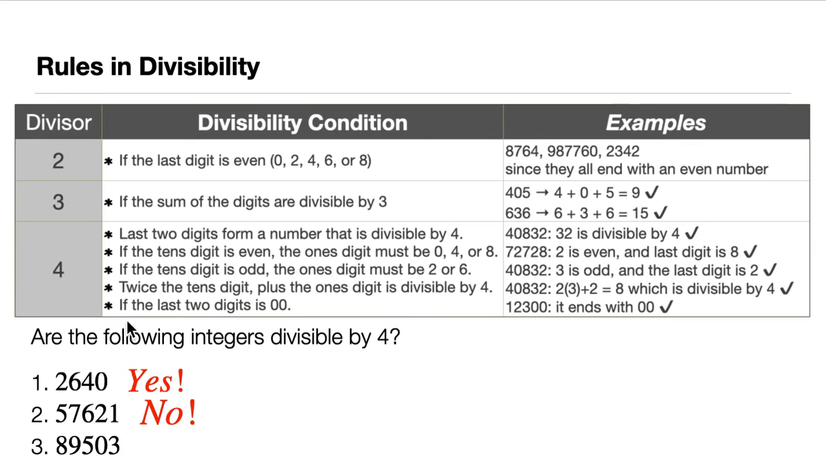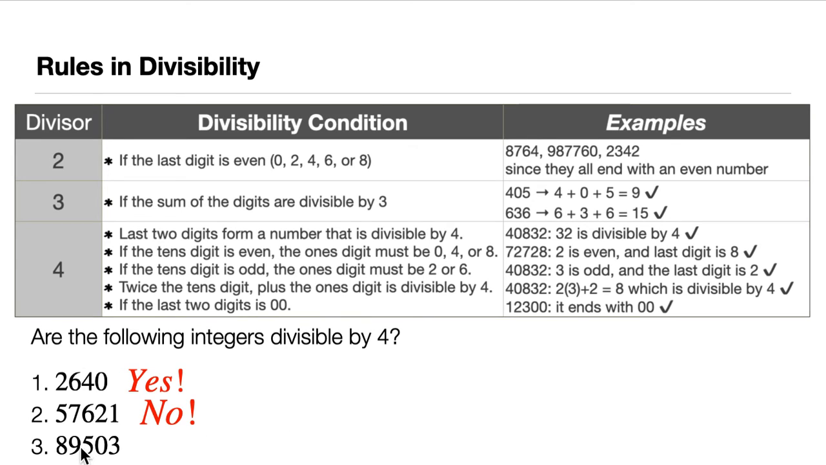Next, let's try number 4 rather. Twice the tens digit. Twice 2 is 4. Plus the ones digit, which is 1. So 4 plus 1 is 5. Still not divisible by 4. So as you can see, there are a lot of ways to know if a number is divisible by 4. One just needs to have some exercises with them.